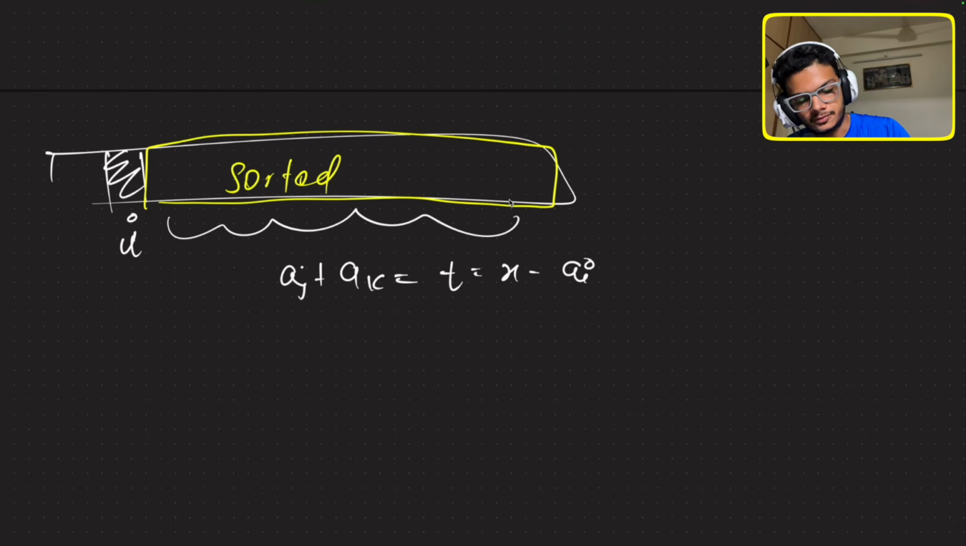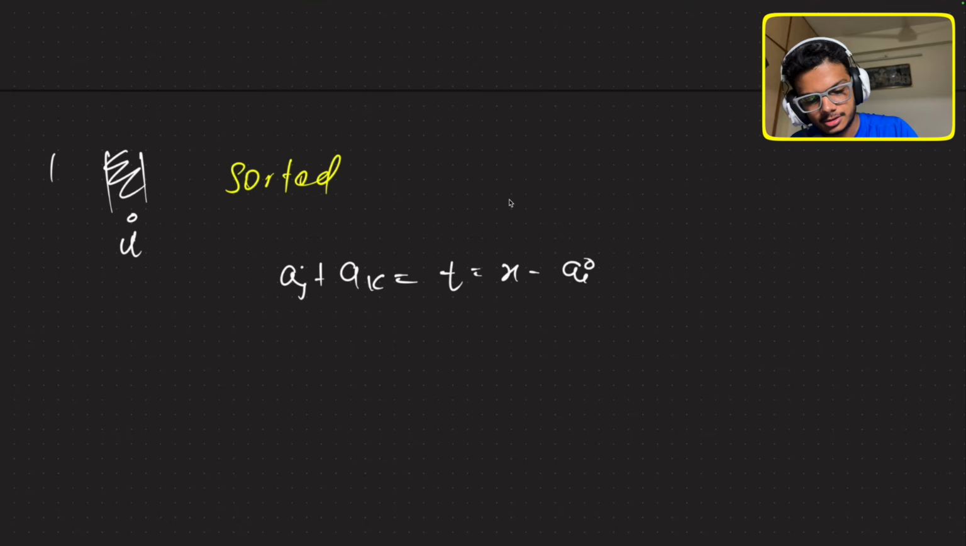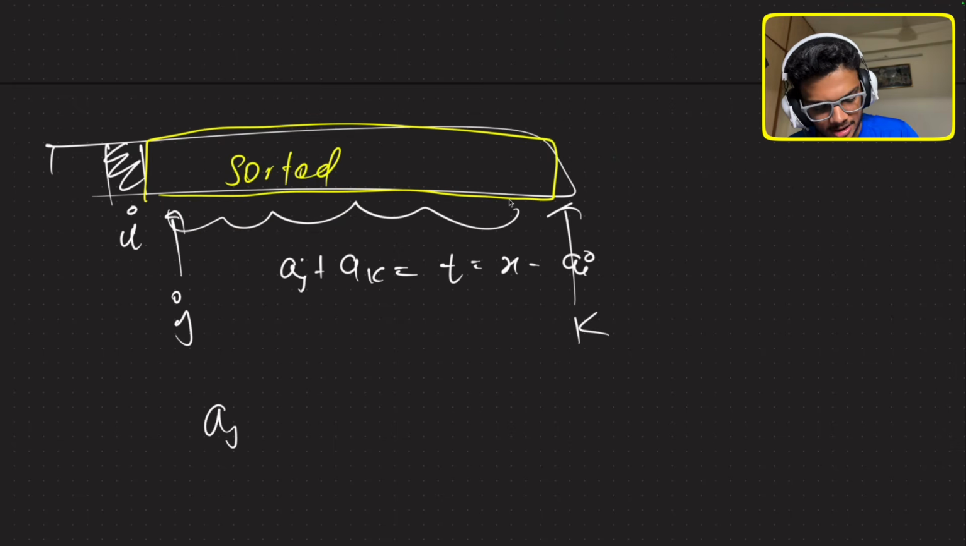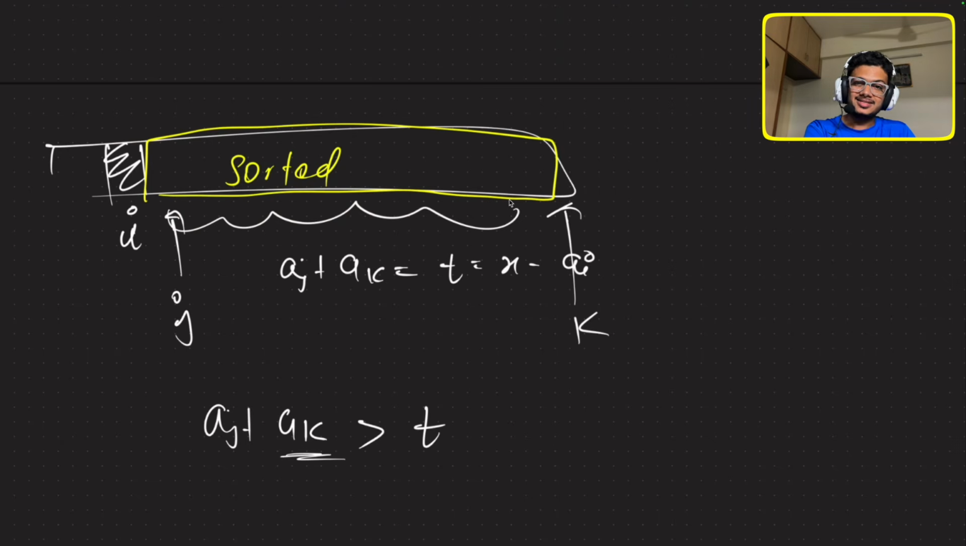How? We simply initialized two pointers, one at the start and one at the end. If the sum was currently greater than t, we move one step back, so k minus minus. If the sum was less than t, we increment one step, j plus plus. The reason being, if aj plus ak at a given time turned out to be greater than t, there is no point in comparing this k with aj plus 1 till k, because these values are anyway greater than aj.